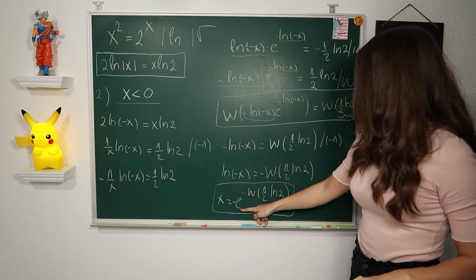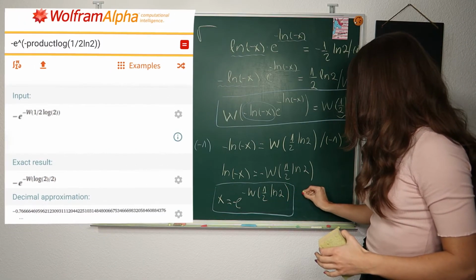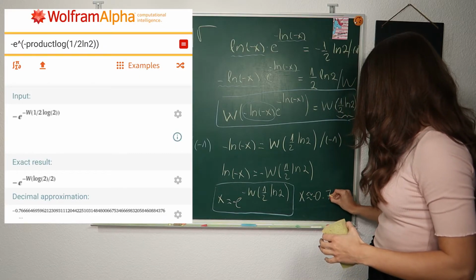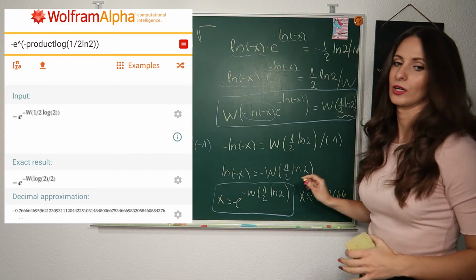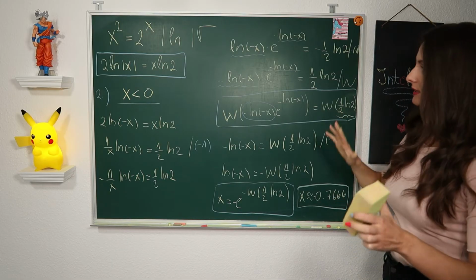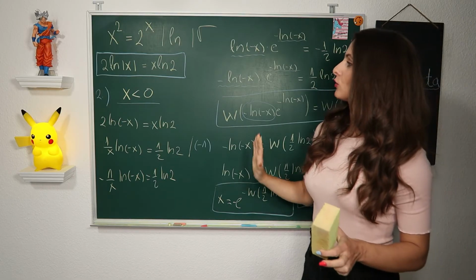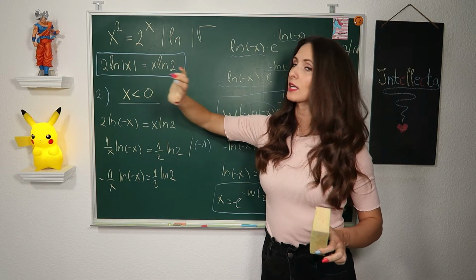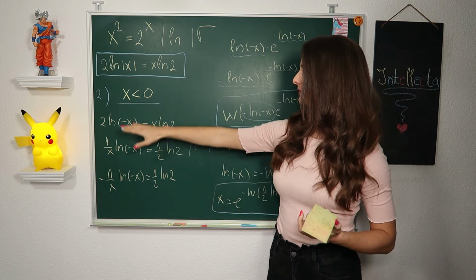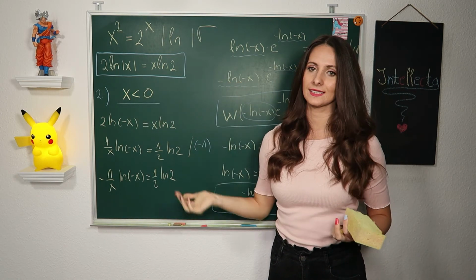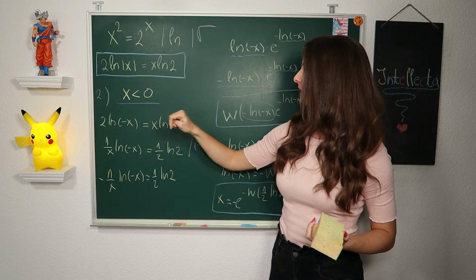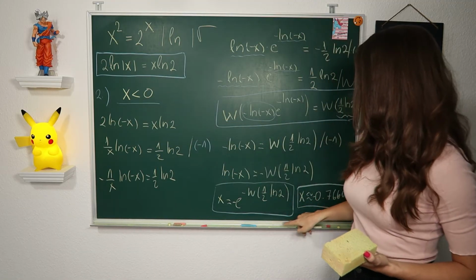That's why if you use Wolfram Alpha, you will get that x is approximately negative 0.7666 and so on. So at the beginning we had this equation here and we got three solutions. We had to consider two cases: x greater than 0 and x less than 0. For x greater than 0 we got two solutions, two values. For x less than 0 we got just one value.